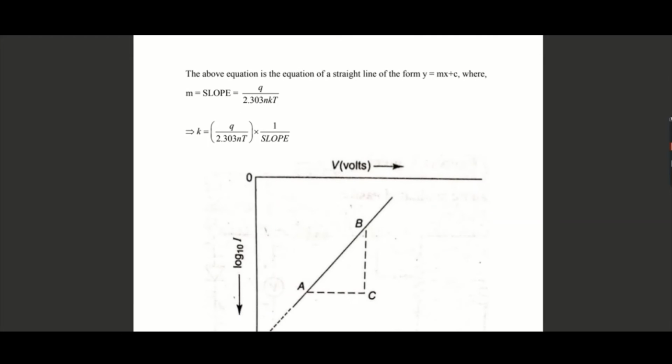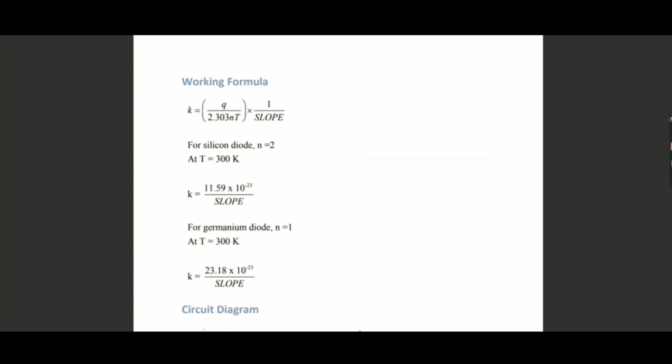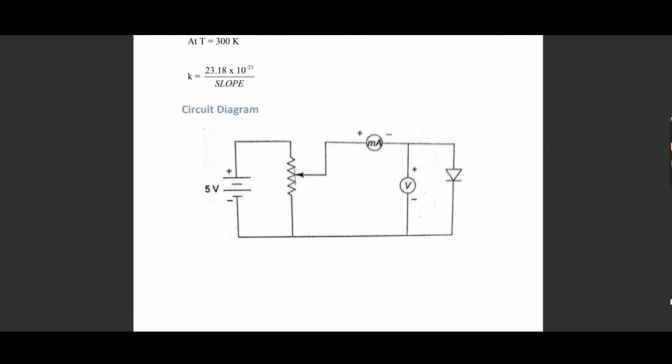After deriving the equation, we get to the point where K is equal to Q upon 2.303 NT into 1 upon my slope, where the decreasing slope is the one we need to calculate. Working formula for this equation is this, and the circuit diagram we need to draw for Multisim is going to be this.